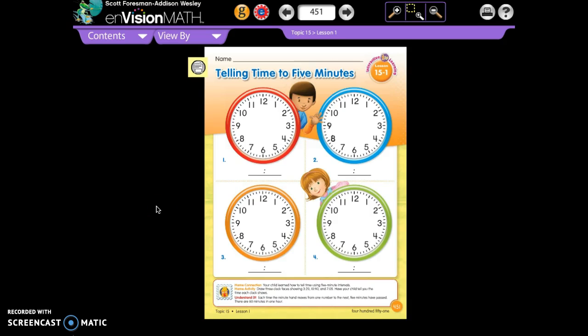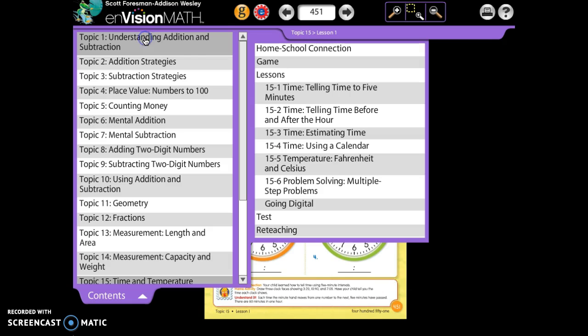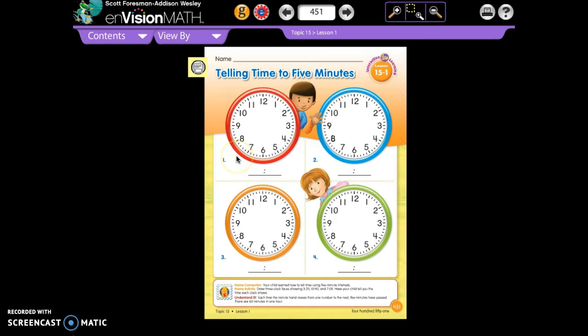To substitute this lesson, students can log on to their Envision portal. They can go to the lesson that they want to be at, so they can go to 15. We're on 15.1, telling time. They can complete the lesson online if they want to. We don't have computers every day, so this isn't very efficient for us. So a lot of times students will just have to print off the page and do it from that way. So that would be a substitution.